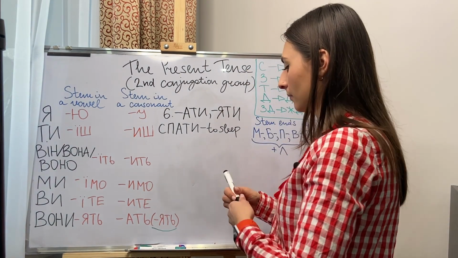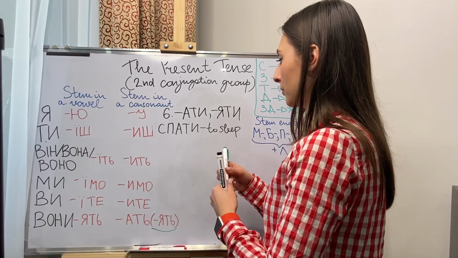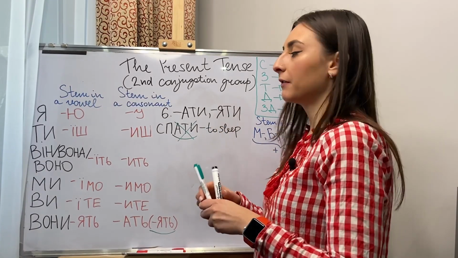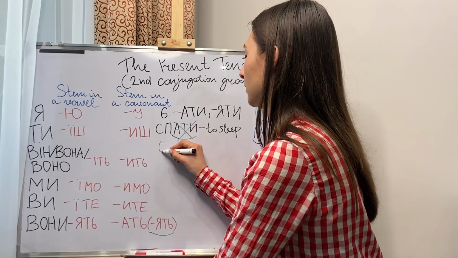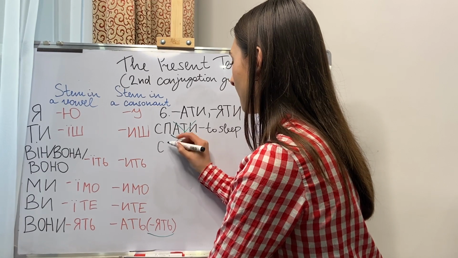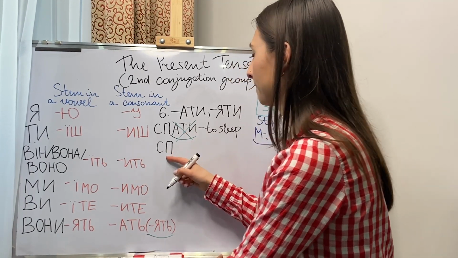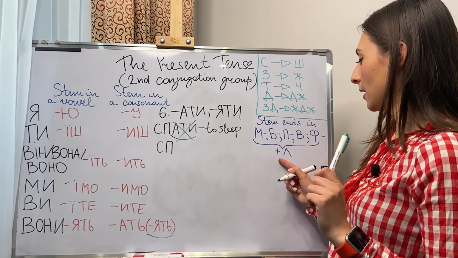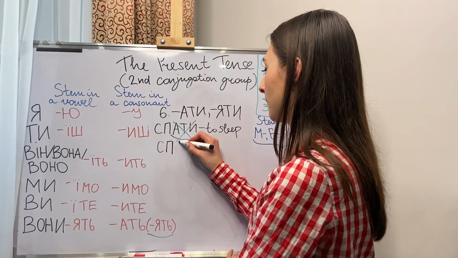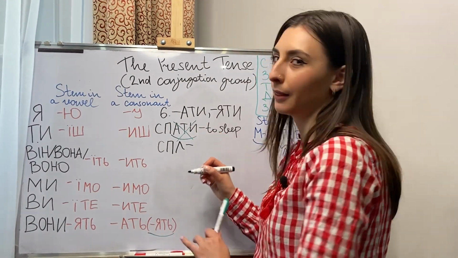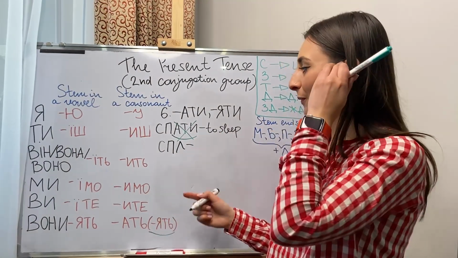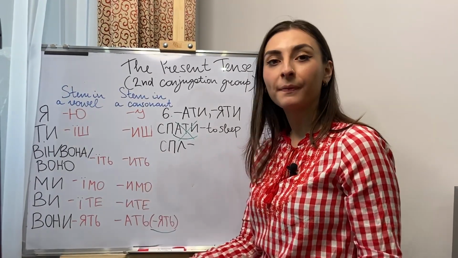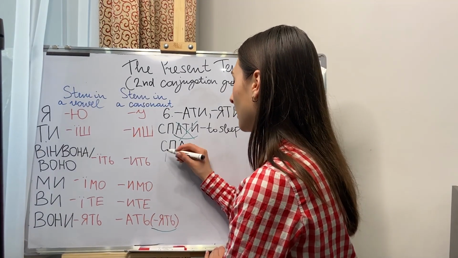Yes, we have to omit this ending, and we have the stem сп. You see, it ends in p. Here, this exception, we add l. Спл. Three consonants, but it's true. And of course, if you want to say I sleep, you say я сплю. Yes, again this rule. Pay attention.